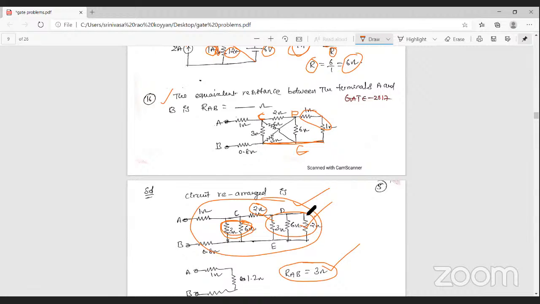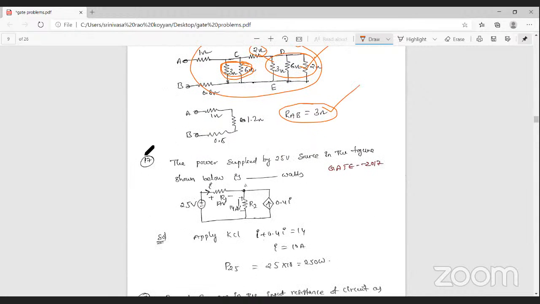Okay, then the next one is problem number 17. What is the power supplied by the 25 volts? From the given figure, the voltage is already given. You can find the total current, then the total power, that is P is equal to V into I. First of all, find the current I. Simply apply KCL at this node to identify the total current of this network.